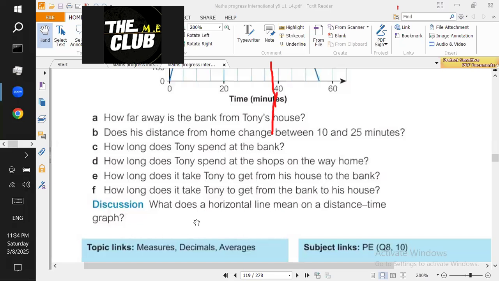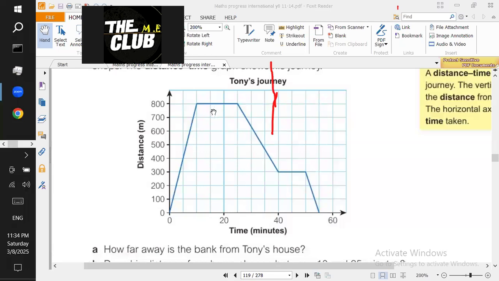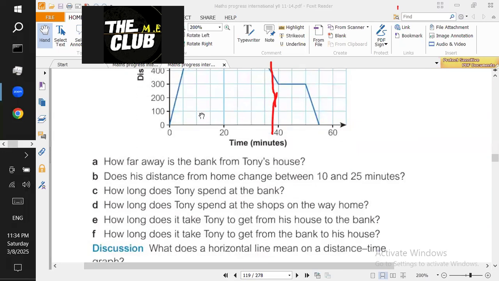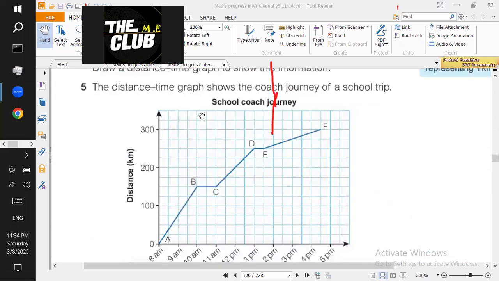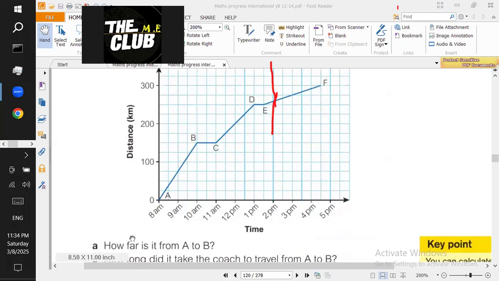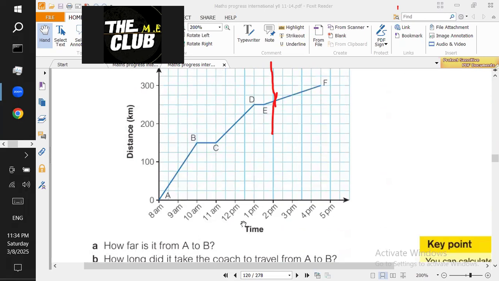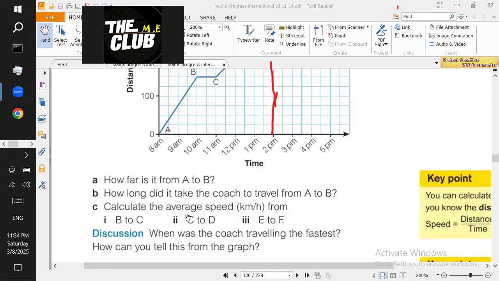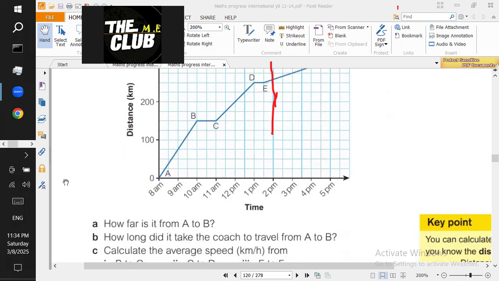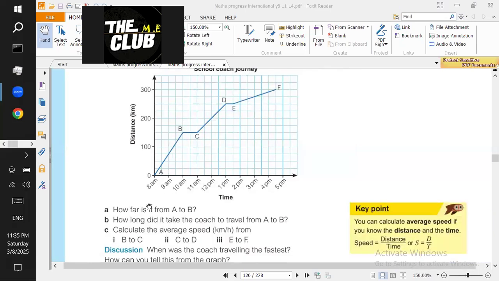And that's the idea. What does a horizontal line mean on a distance time graph? A horizontal line like this means the distance is not changing. It means the person is not moving. That's the idea of a distance time graph. The same ideas apply to all questions. You can read them, understand them, and use them to find the speed. For this graph, to find the speed, speed equals distance over time. Let's take a look at this question.